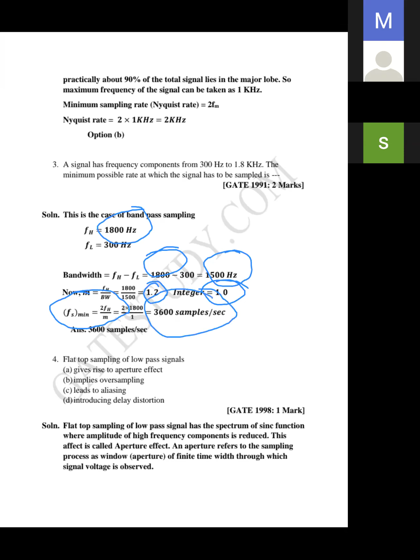Okay, so there is a fill in the blanks option. Sometimes they will give fill in the blanks also, so we need to solve accordingly and give the answer in the blanks. So the desired answer is 3600 samples per second.